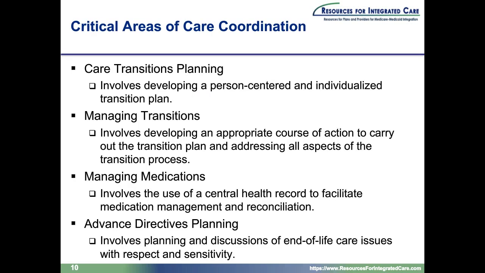There are 4 critical areas of care coordination. These include planning care transitions, managing transitions, managing medications, and planning advanced directives. This slide provides a brief overview of each area, and on the subsequent slides, we will dive deeper into each area. First, care transitions planning involves developing a person-centered and individualized transition plan for the participant.